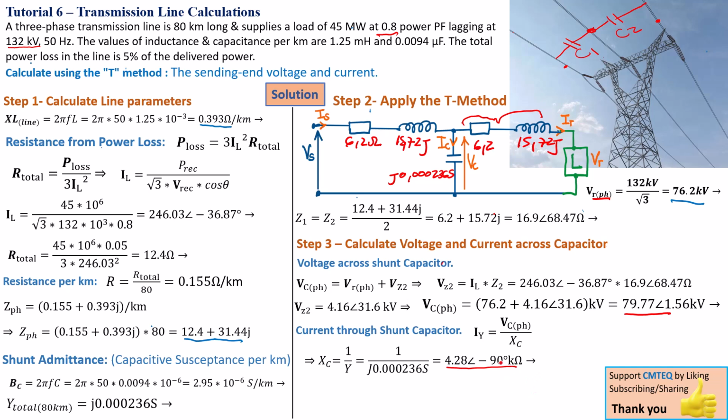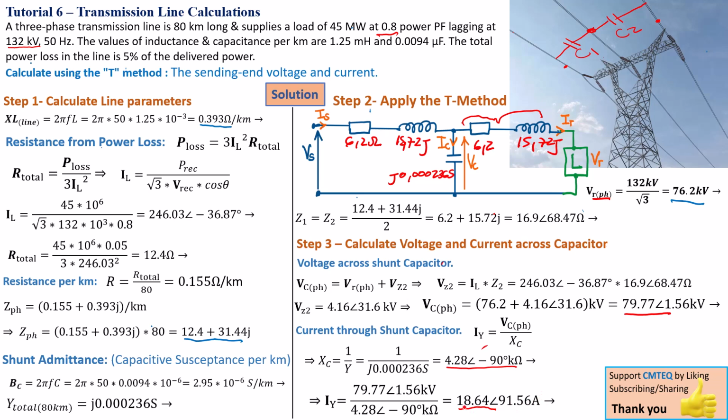Great stuff. Then we can proceed to calculate the current, since we now know the capacitive reactance. So IY is basically 79.77 divided by 428, and that gives us a current here of 18.64 amp with an angle of 91.56.